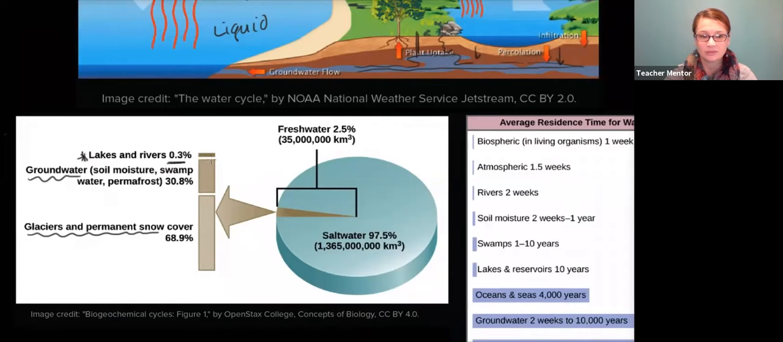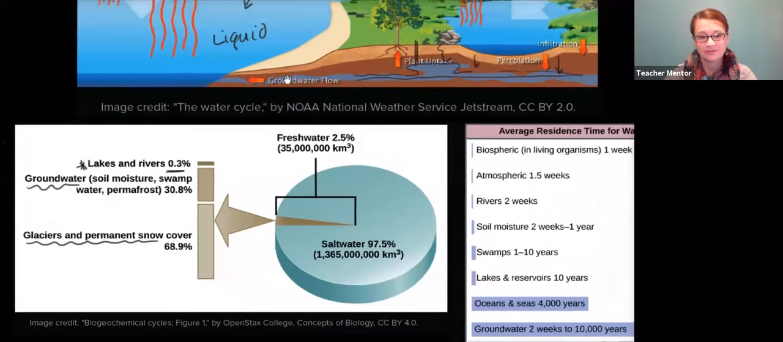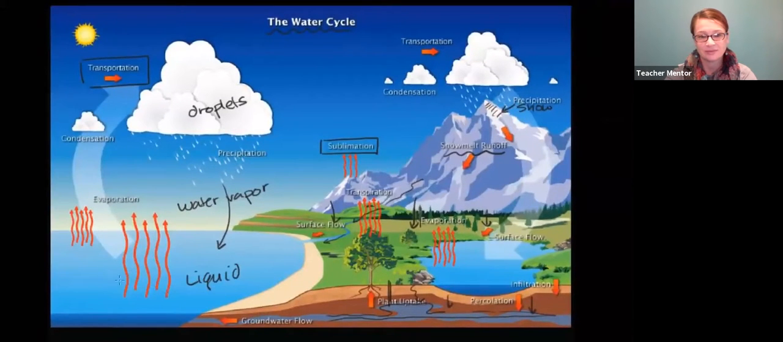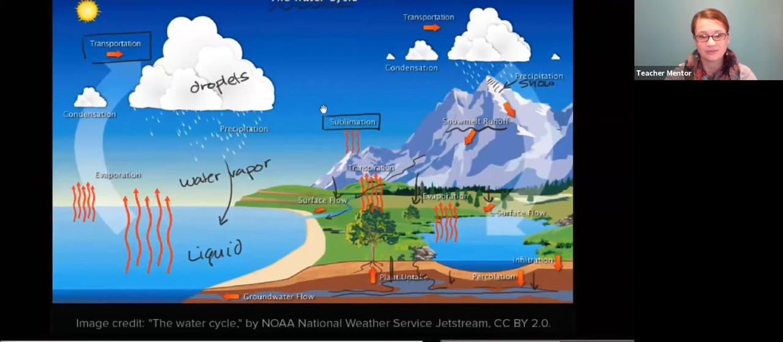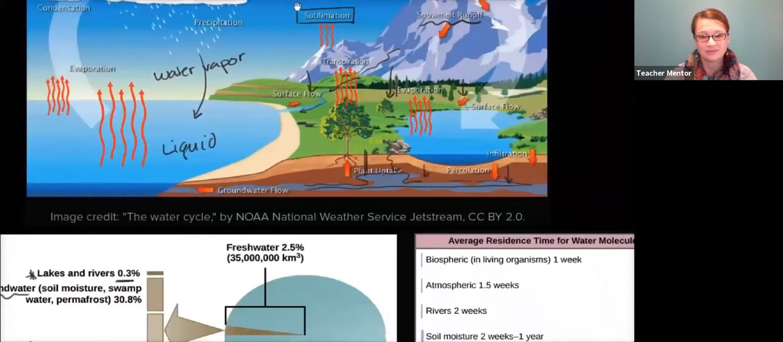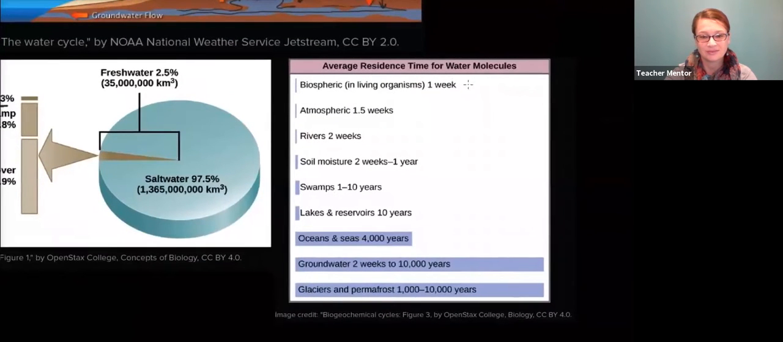Now, another really interesting thing is how long, on average, water molecules might stay in different parts of this water cycle. Going back here, you can imagine that a water molecule could stay for a very long time in the ocean, moving around depending on ocean currents and temperature. It could stay in liquid form in the ocean for a very long time, and maybe it spends a shorter amount of time in a cloud. People have actually studied this, which I find fascinating. I'd be curious to figure out how they got this data. But this is the average residence time for water molecules.